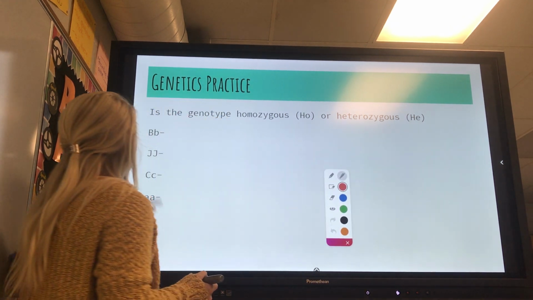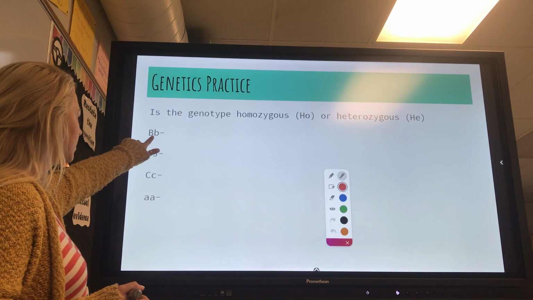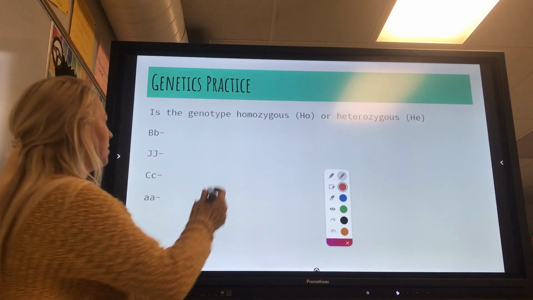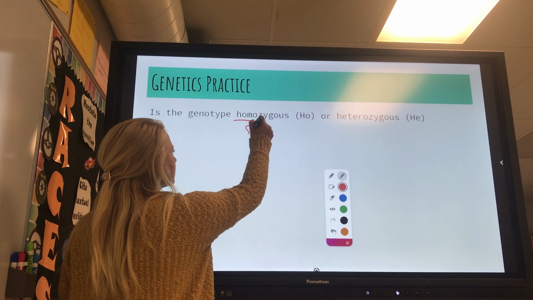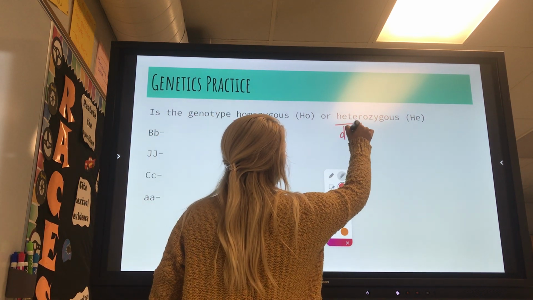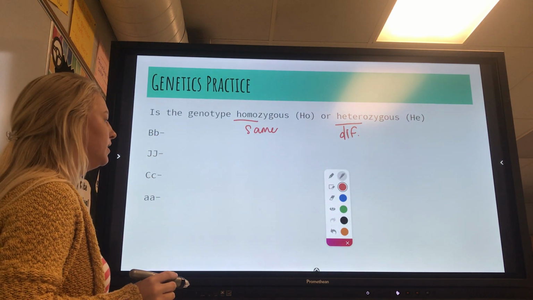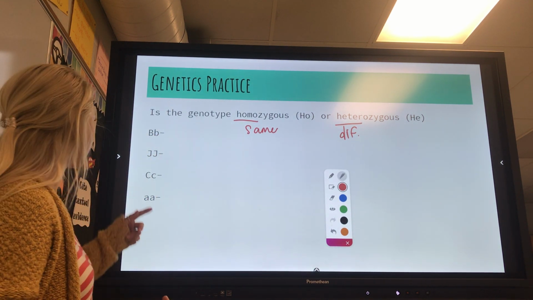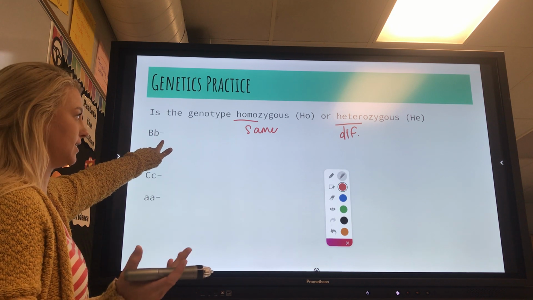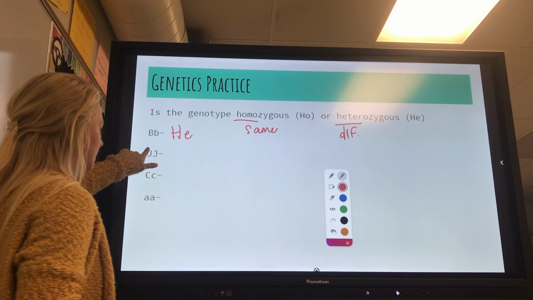Alright, so big B, little b. These are your genotypes here. Are they going to be homozygous or heterozygous? Remember, homozygous, same. Heterozygous, we're going to do different. Okay, so they're going to be different. One's going to be capital, one's lowercase. So here we have a dominant and recessive allele. Are they the same? No, so they're going to be heterozygous.